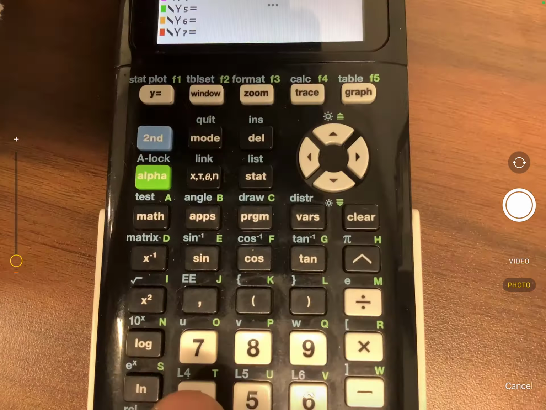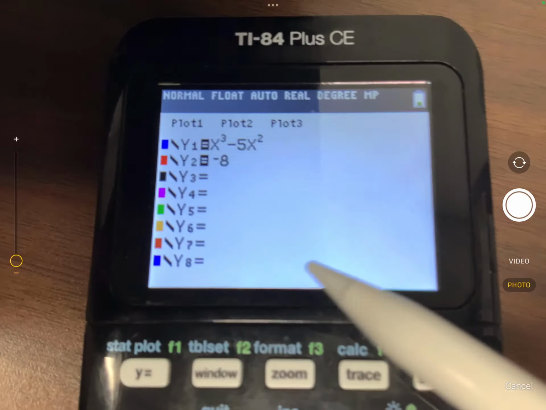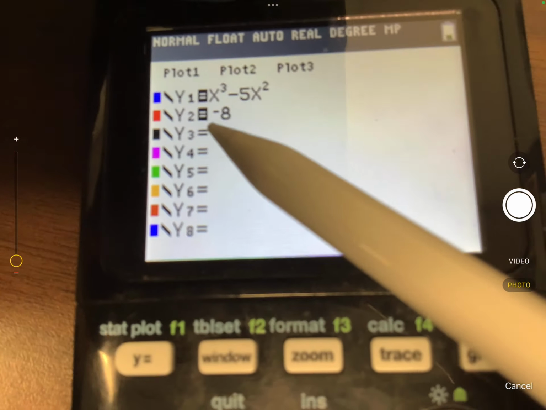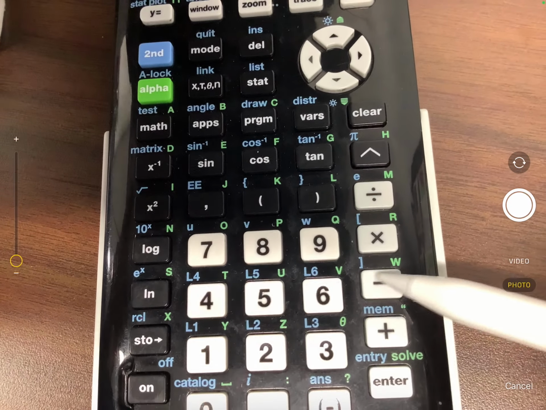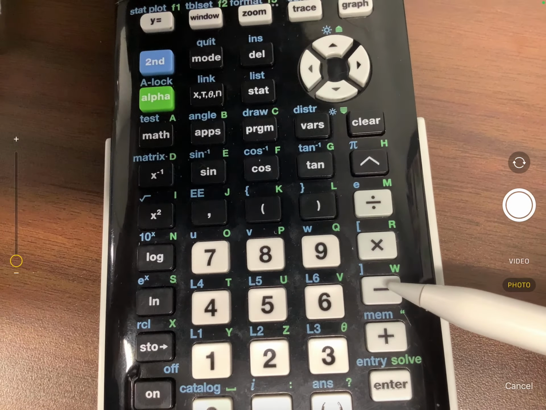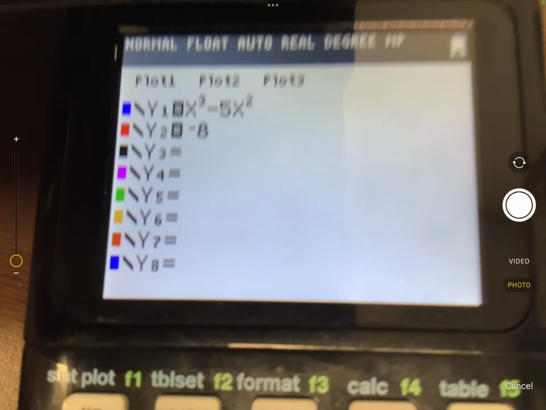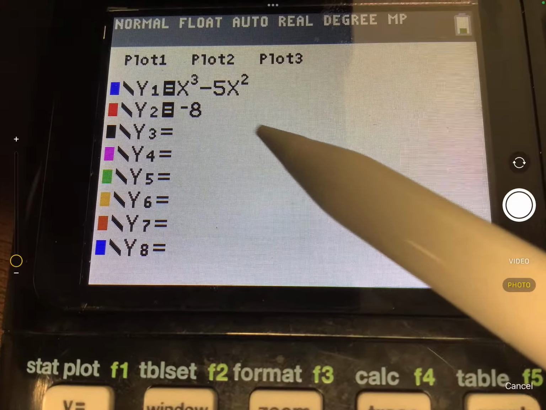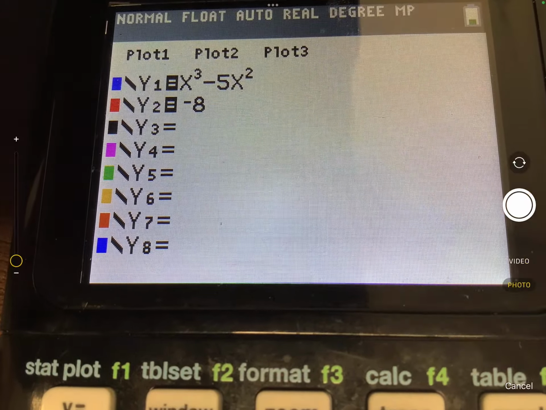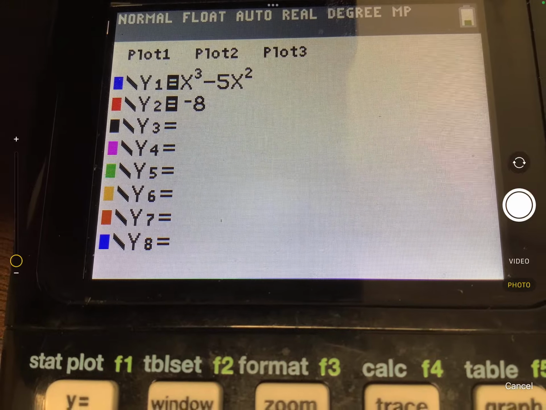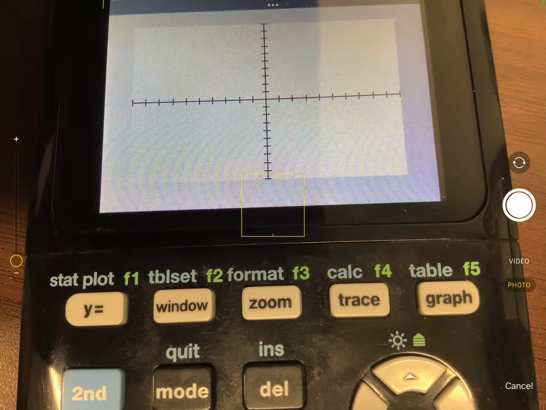And on the other side, this is important, it's negative 8. When it's a negative in the front, like it was on the equation, you put the negative sign. If it's a subtraction inside the problem, like a 2x minus 3, then you put the minus sign. So the difference between these two. And it will give you an error if you try to put that subtraction symbol. So now I hit graph. Let's take a look.